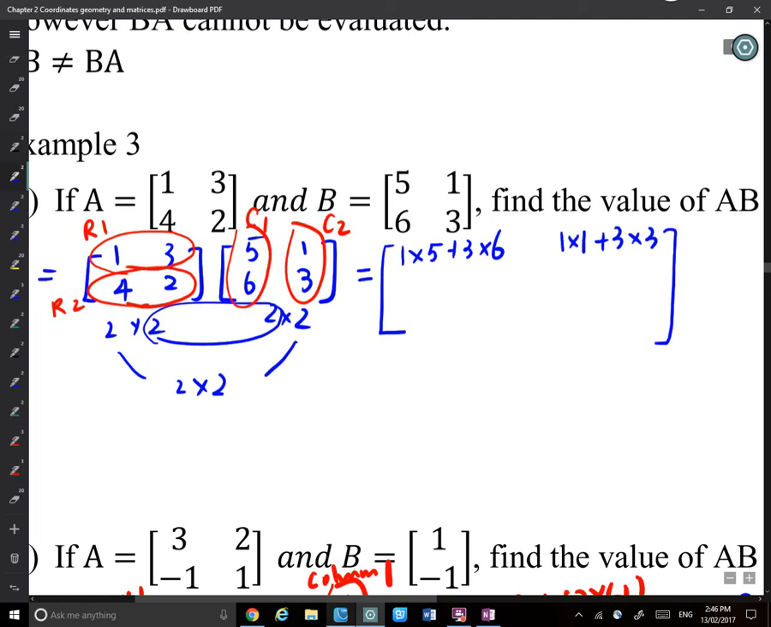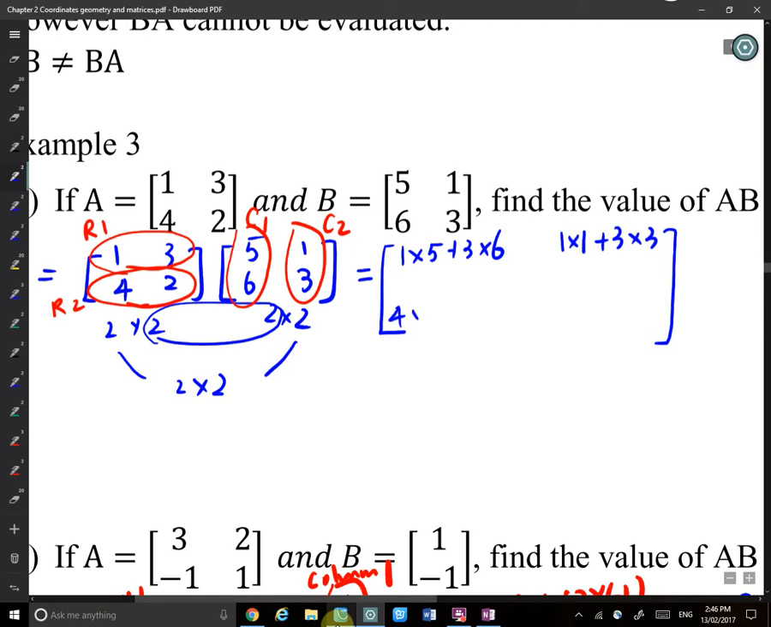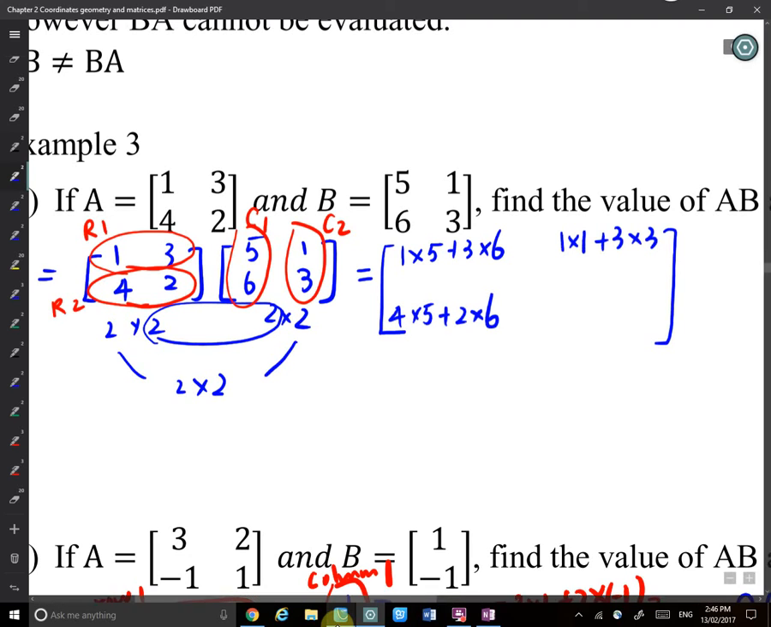Next one will be row 2 times column 1, giving row 2, column 1: 4 times 5 plus 2 times 6. First times first plus second times second. The last one is row 2 times column 2, which results in row 2, column 2: 4 times 1 plus 2 times 3. So let's calculate that. 5 plus 18 is 23. 20 plus 12 is 32. 1 plus 9 is 10. 4 plus 6 is 10 as well.